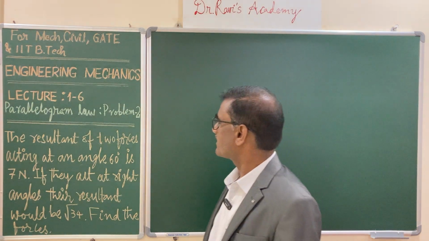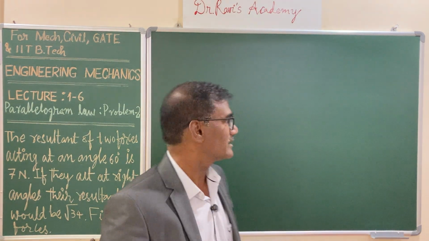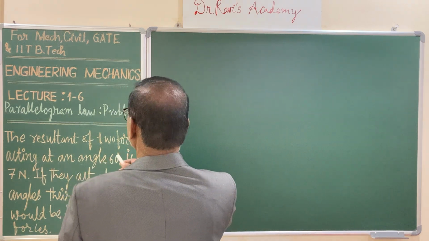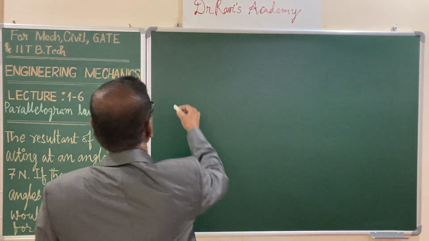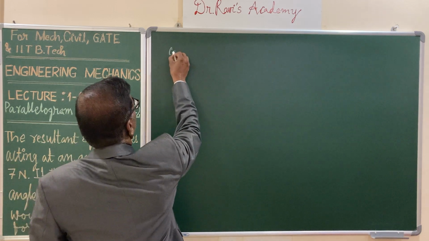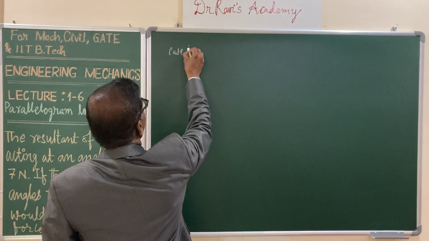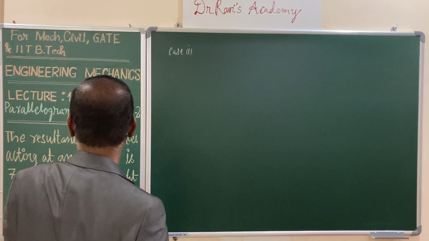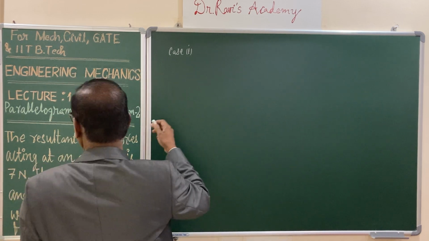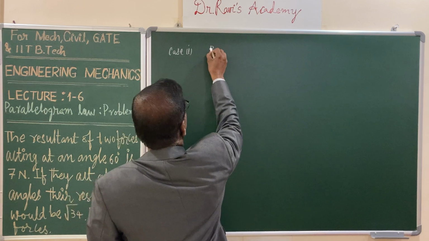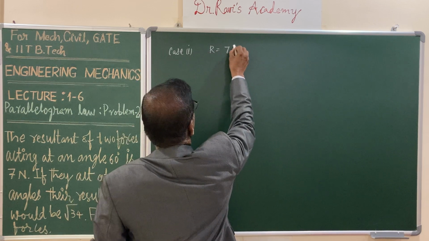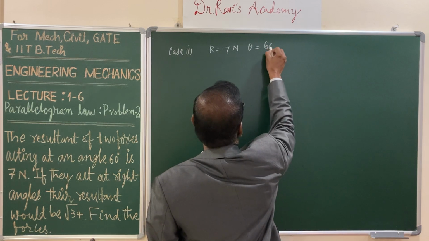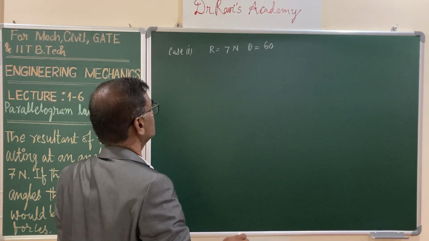So let us solve this problem, and let us write down the given data. The resultant of two forces acting at an angle of 60 degrees. Let us treat that as case 1. In case 1, the forces act at an angle of 60 degrees, and the resultant R is given. R is equal to 7 newtons, where the theta value is 60 degrees. So this is one condition.